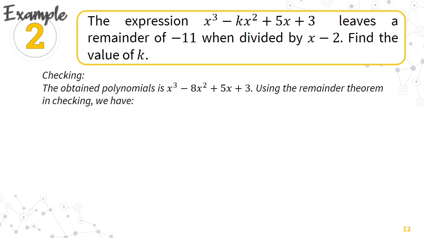To check if our answer is correct, we will be using the remainder theorem. The obtained polynomial is p of x is equal to x cubed minus 8x squared plus 5x plus 3.